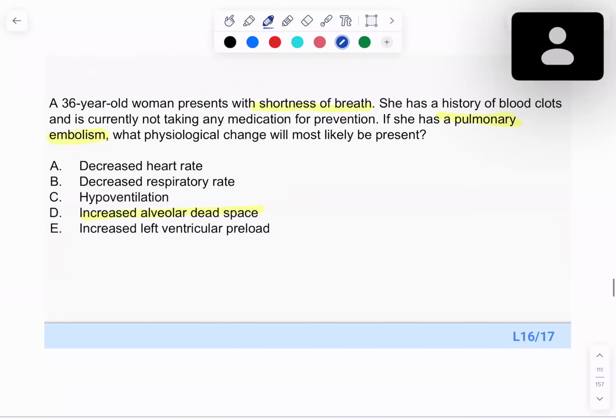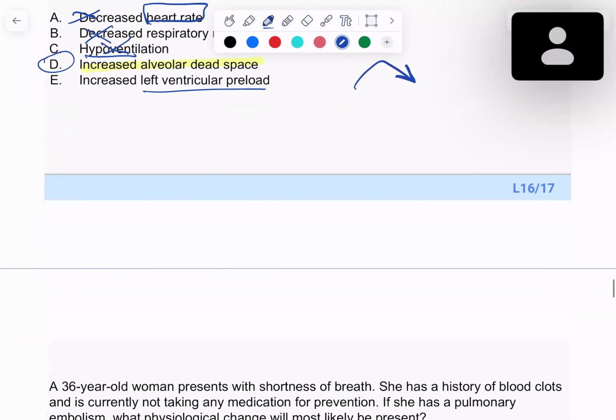So going back to the question, D is the correct answer. If you have pulmonary embolism, what will happen? You will have a decrease in ventricular preload since less blood is now going to the ventricle. If you have a decrease in ventricular preload and the heart senses this, it will increase its rate. So decreased heart rate should actually be increased. If you have part of your lung lost and no gas exchange occurring there, then you will expect that you will hyperventilate, not hypoventilate, and therefore your respiratory rate will increase, not decrease. Does this make sense?